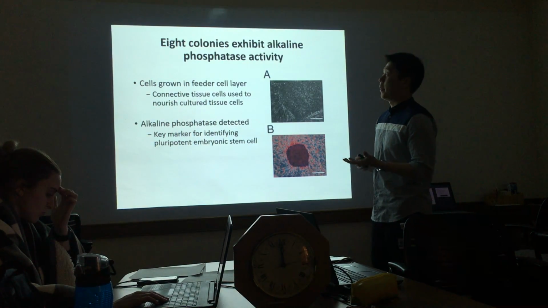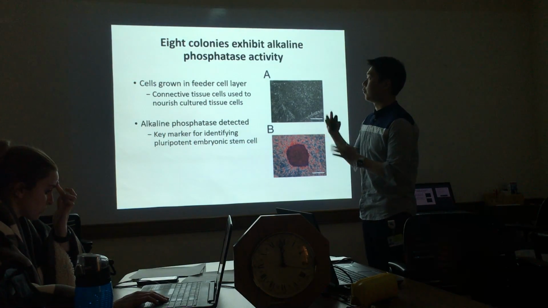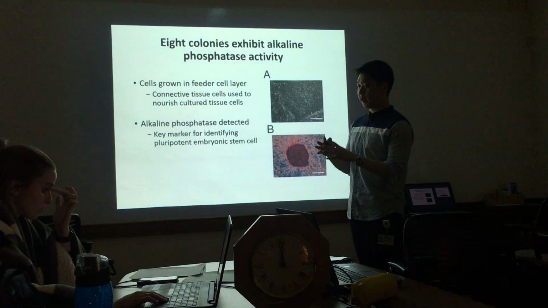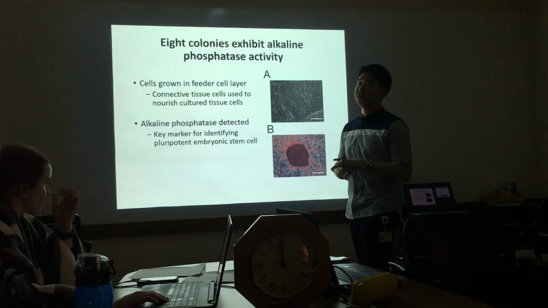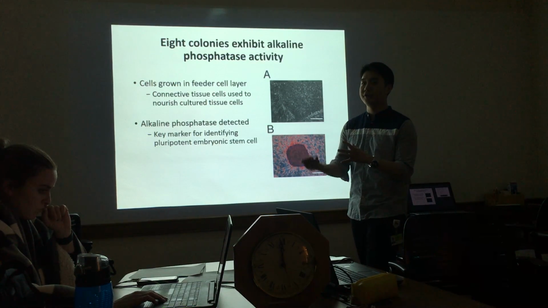Once they did that and introduced those transcription factors to the fibroblasts, they grew the cells in a feeder cell layer. And a feeder cell layer is a group of connective tissue cells that are used to nourish the tissue cells that you want to culture or grow.